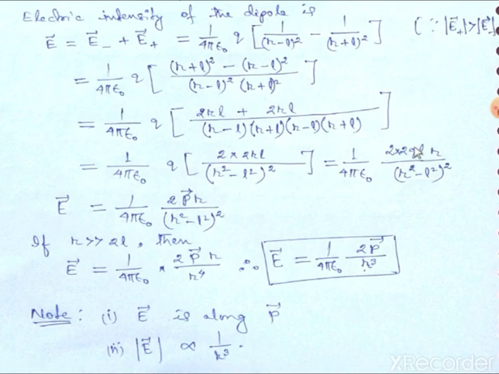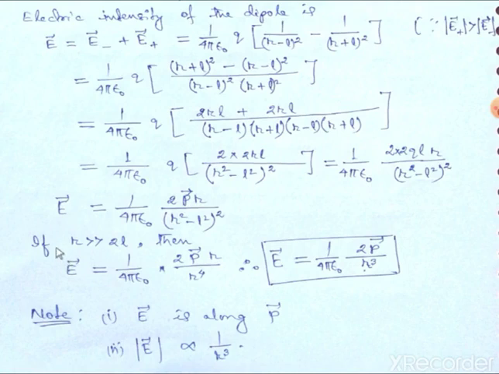We have done this in the previous class. So your dipole moment is acting from minus q to plus q, and your E vector is also acting from minus q to plus q. They are in the same direction, so there is no need to put any sign here. E vector and p vector are along the same line, so we can simply write it like this.